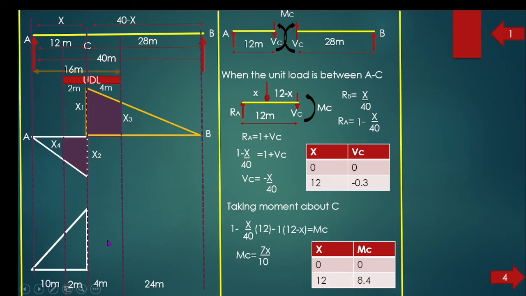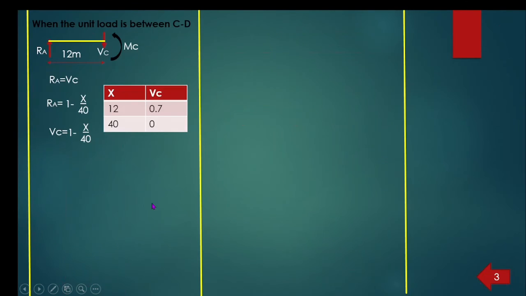What it is known as is the influence line diagram for the moment at a given section. Let us continue. To get the moment, we take moment about C. Taking moment about C for this case, we have only one force, so it will be 12. That one force should be equal to moment at C. So it will be 1 minus x all over 40 times 12. Basically, we get moment at C. The equation for solving the same will be 12 minus x, 3x all over 10.